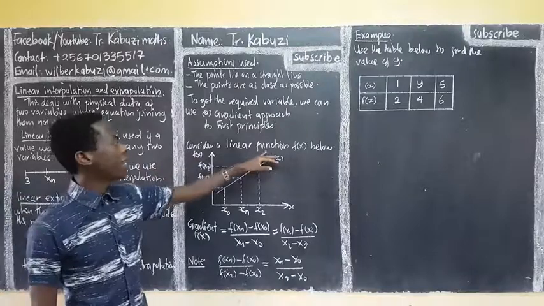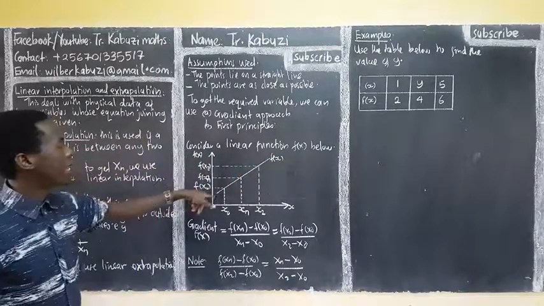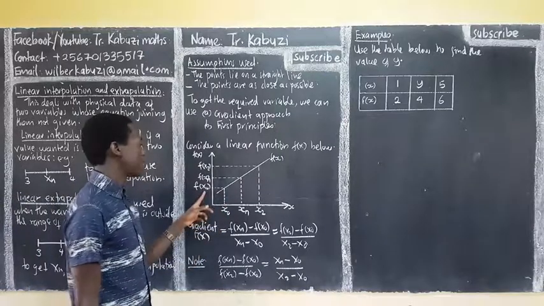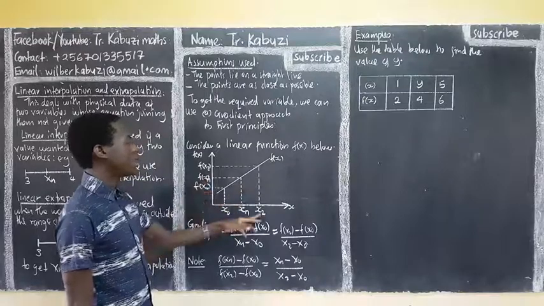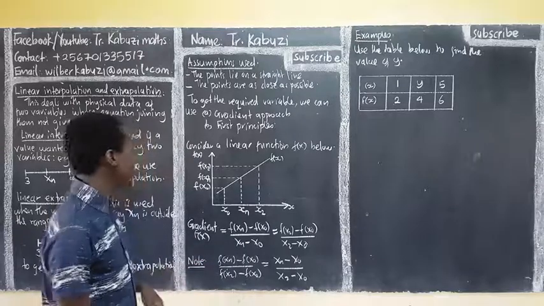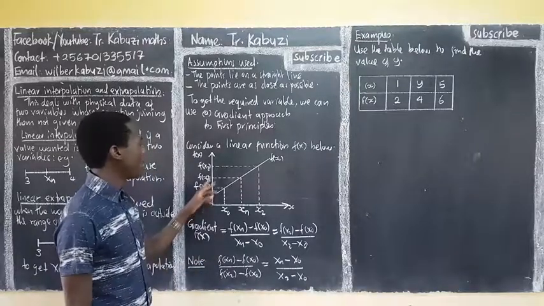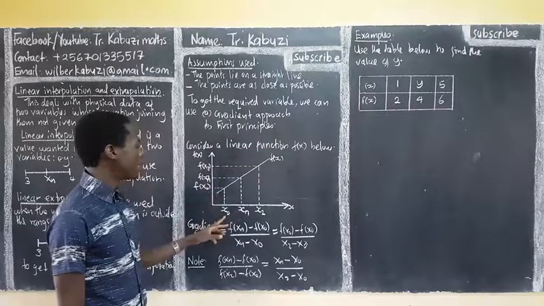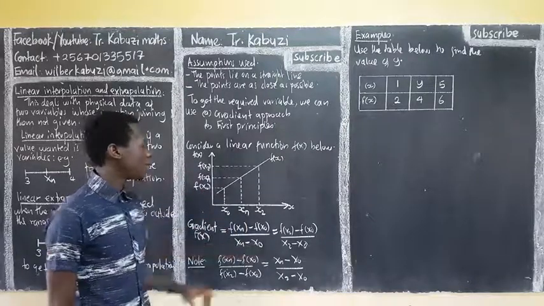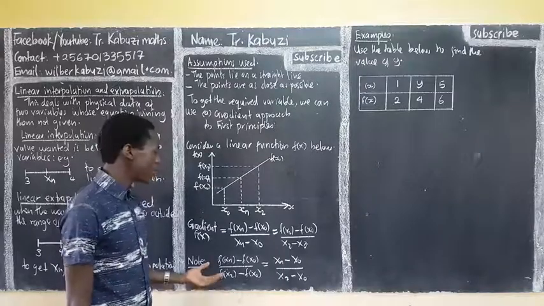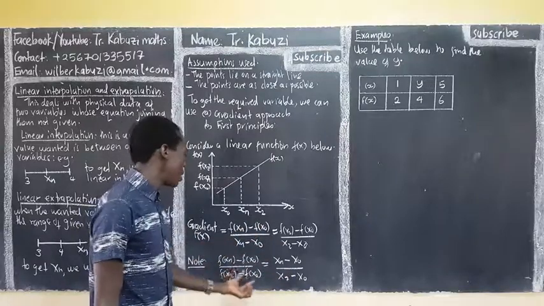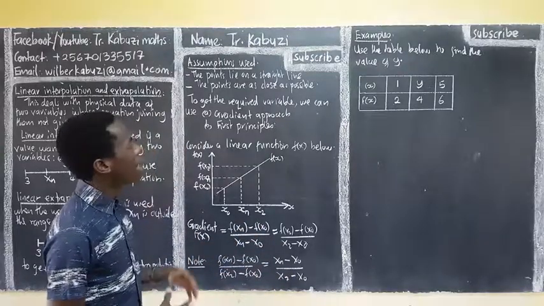Then consider a linear function f of x below. If we consider this as a linear function, x naught corresponds with f of x naught, xn with f of xn, x2 with f of x2. Now remember our gradient is change in y over change in x. You can say this is the change in y, this minus this over this minus this, equaling this minus this over this minus this, as you can see there. That's how we get the gradient. Now, if I divide this side and take this up, you see that this is true there. Now, how do you use this?